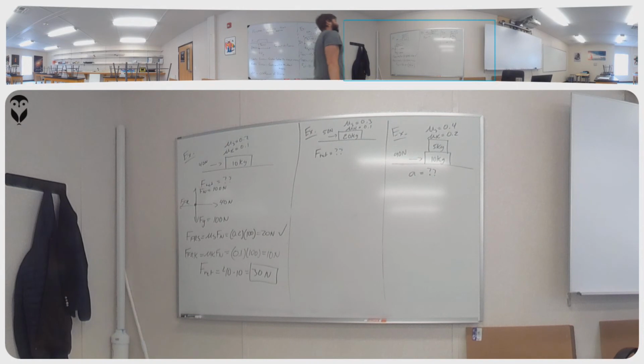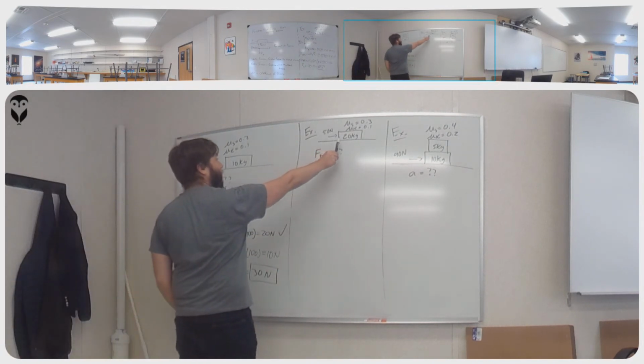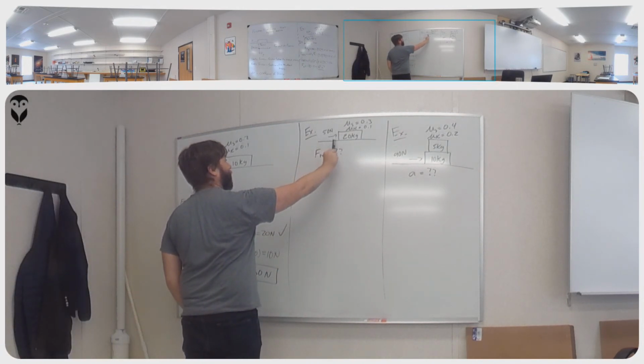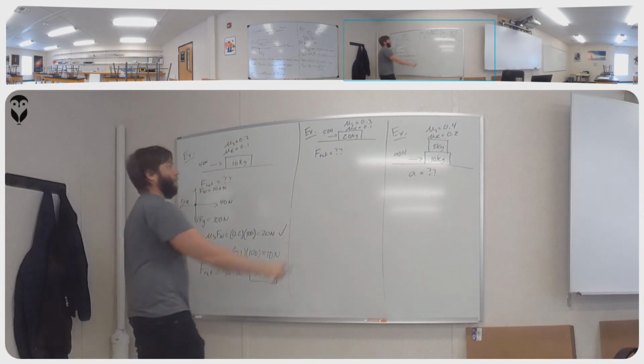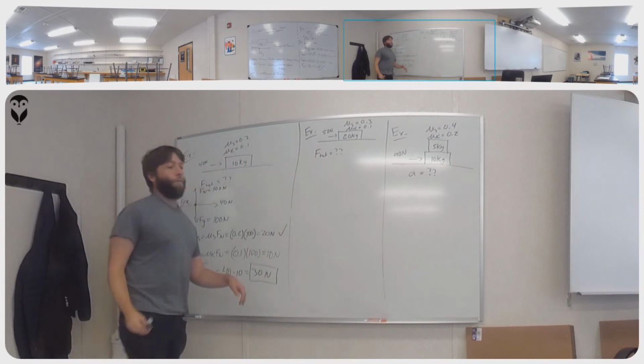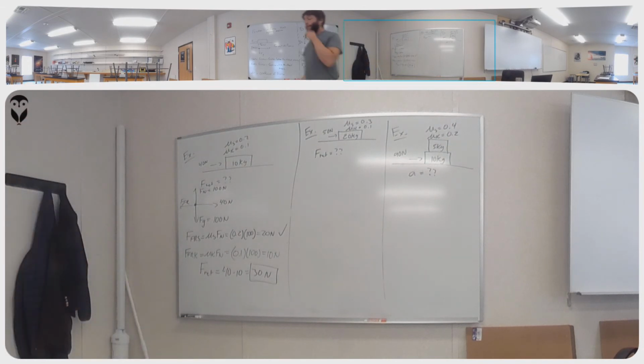Next problem. 20 kilogram mass, we're applying a force of 50 newtons. Mu s is 0.3, mu k is 0.1, and we want to find the net force on this object. So again, same thing, only the numbers have changed. Once again, you should pause the video and try this problem on your own.